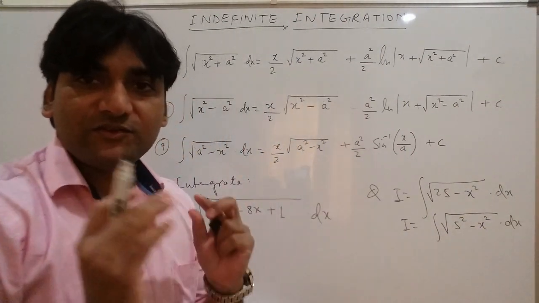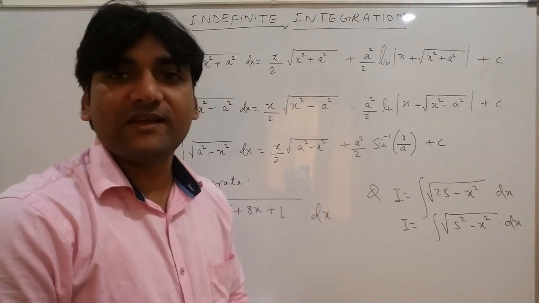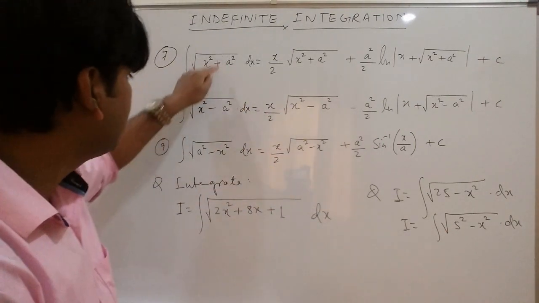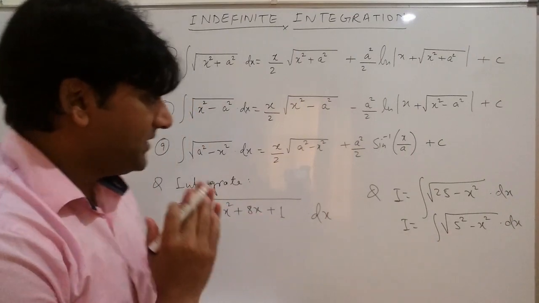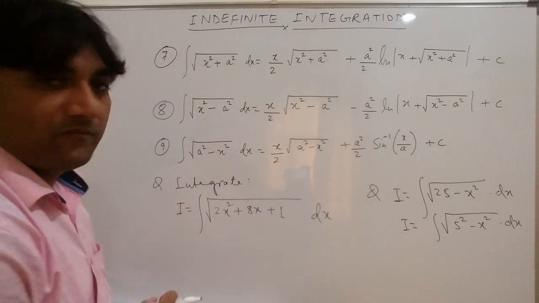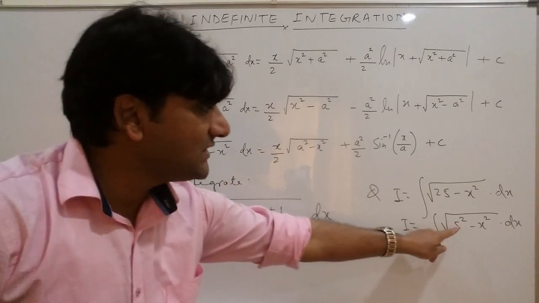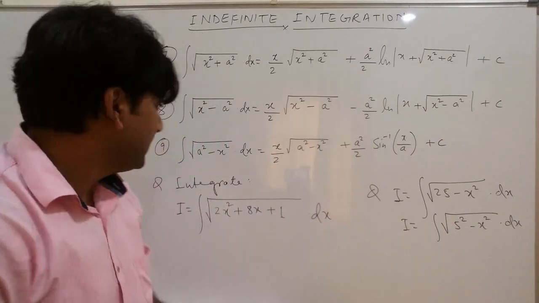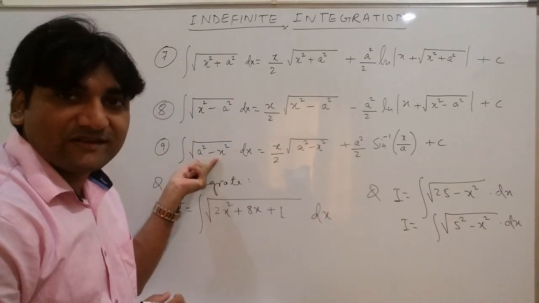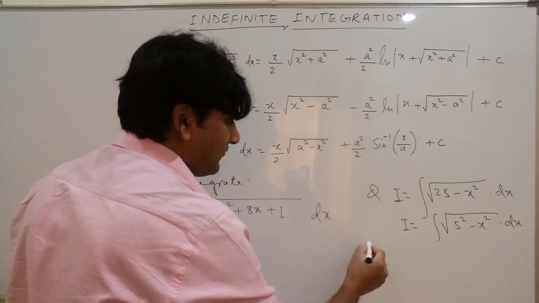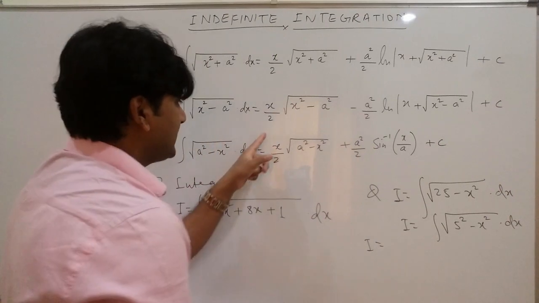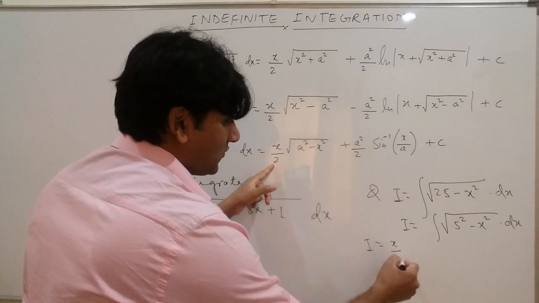Then you have to match this expression with these 3 formulas and try to match. This will fit from which one? So this is root 5 square minus x square. This is like root a square minus x square, right? So directly we will apply this formula. So answer would be I equals x over 2. So this would be x over 2.